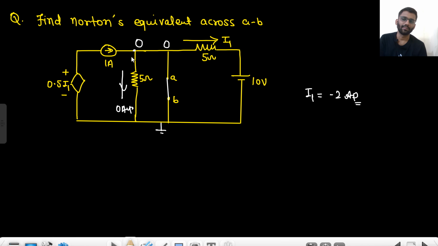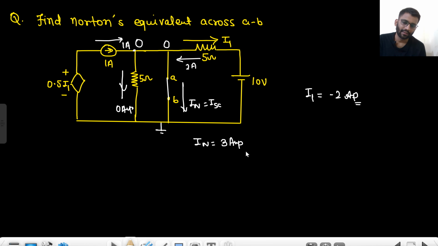But that's of no use, because from here we have 1 ampere current coming. From here we have 1 ampere current coming. And from here we have 2 ampere current coming. So this is my IN or ISC. So my IN is 3 ampere, right? 1 ampere current coming that way, 2 ampere current coming that way, and 0 ampere current this side. So my ISC is 3 ampere.